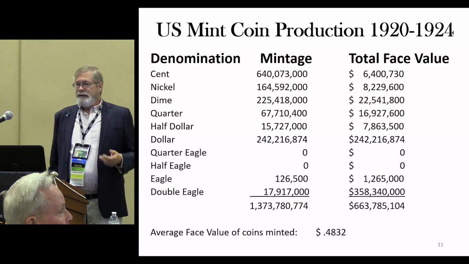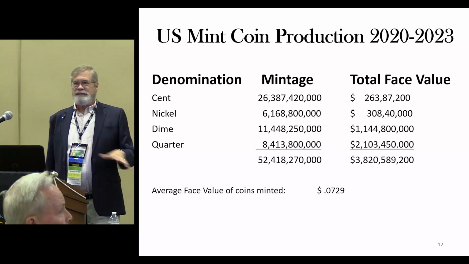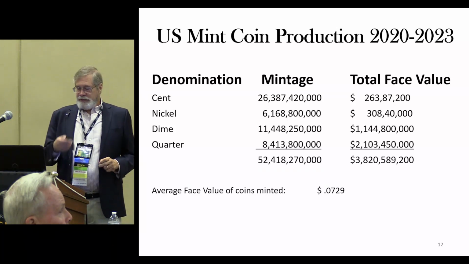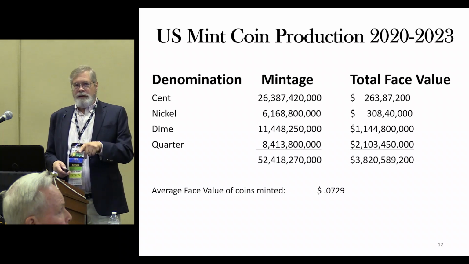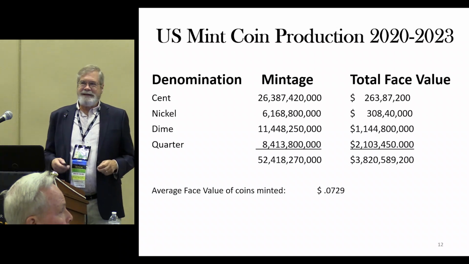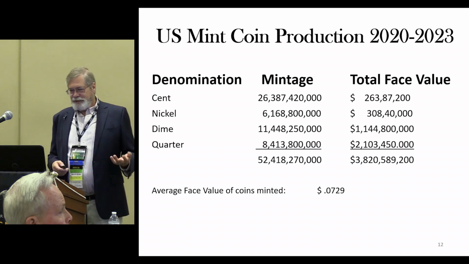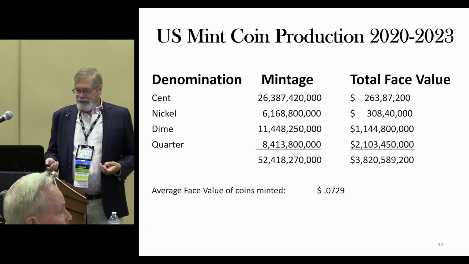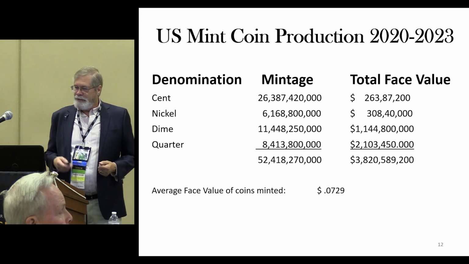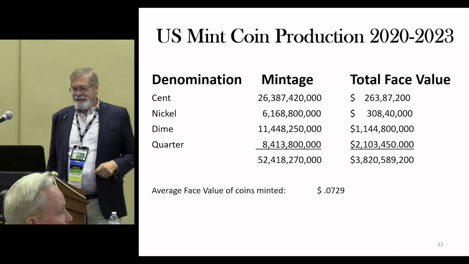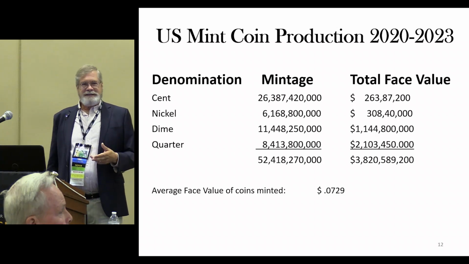Let's go to what's going on now. I don't want to use 2024 because obviously the year's not over yet, so this is only a 4-year running total. But you can see that in 4 years, the mint has produced more than 28 times as many coins as it did in 5 years in the early 1920s. It's just those 4 denominations. The total face value there is obviously a huge amount, but the average face value of the coins is down to 7 cents, from 48 down to 7 cents.